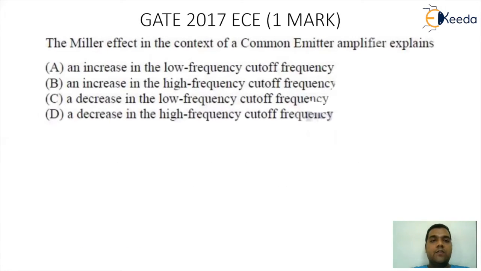Next question. This is from GATE 2017 EC paper. This question has come for 1 mark. Let's have a look at the question. So this question is on Miller effect. Let's read the question. The Miller effect in the context of a common emitter amplifier explains option A, an increase in the low frequency cutoff frequency, option B, an increase in the high frequency cutoff frequency, option C, a decrease in the low frequency cutoff frequency. Option D, a decrease in the high frequency cutoff frequency.